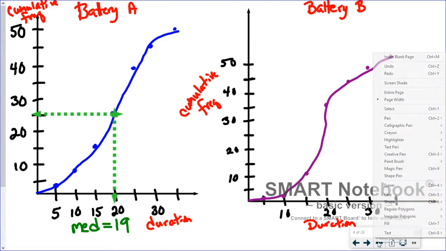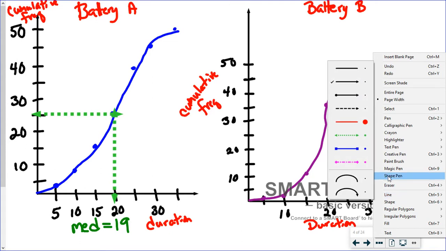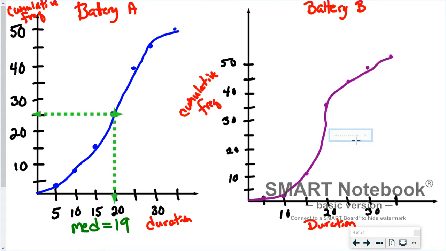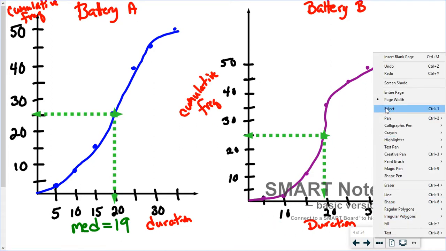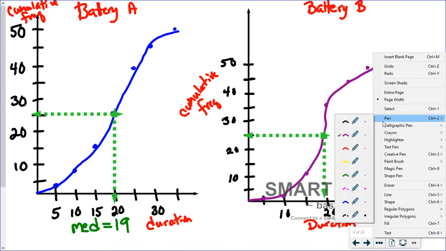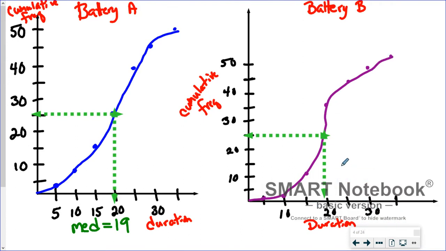All right, so if we want to find our median again for this set, right, we go from 25 until we hit our graph, and then we come straight down. All right, so this would be not too far away from the other one, but it looks like my median here might be 18 or 19 again.